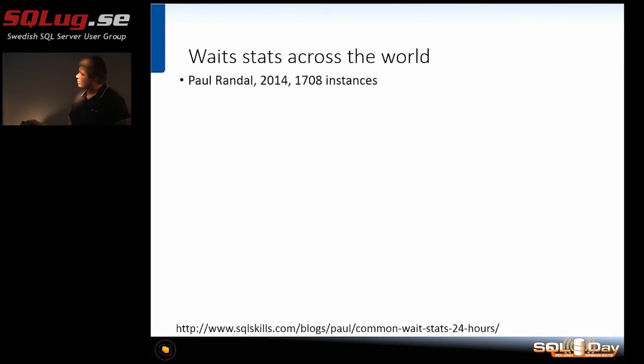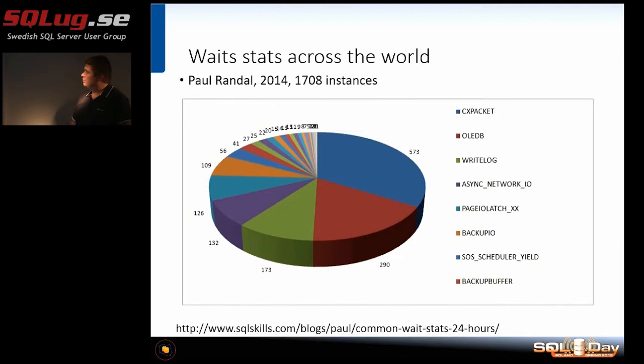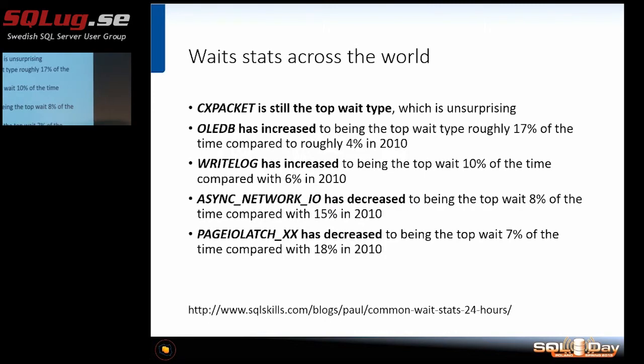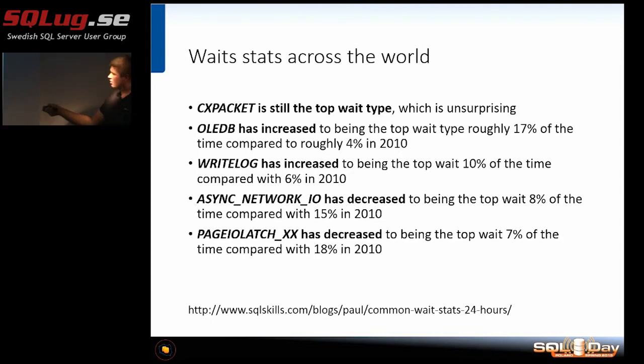A similar poll was done in May this year, and the only change you can see is that there is OLEDB in second place. Strange, why is OLEDB in second place? And write lock, okay, leave it as it is. And latches are a little bit down in this hierarchy. So Paul Randall made a summary that OLEDB is now 17%. However, 4 years ago, in the year 2010, it was only 4%.